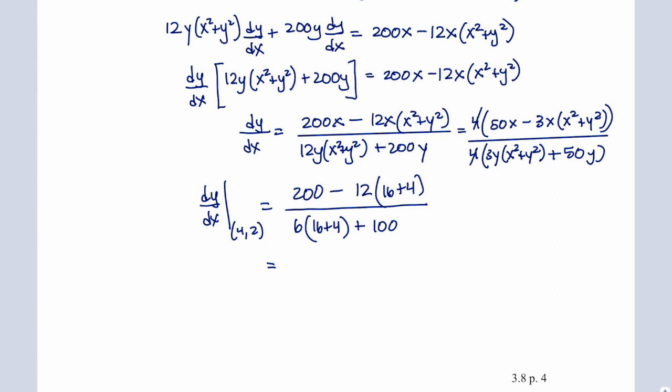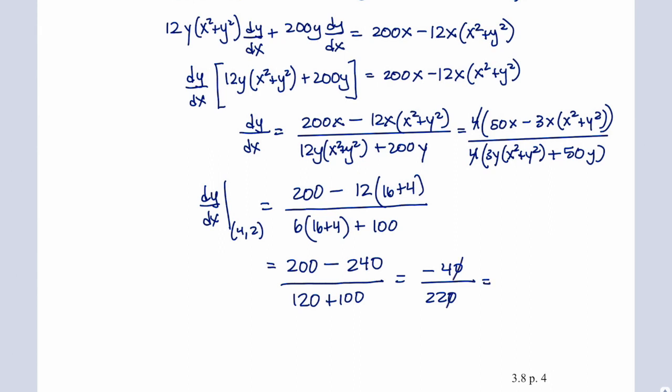So that works out to 200 minus 12 times 20, which is 240, divided by 6 times 20, that's 120, plus 100. So it looks like I'm getting negative 40 over 220. I can see that's negative 4 over 22, so negative 2 over 11. So that's the slope.